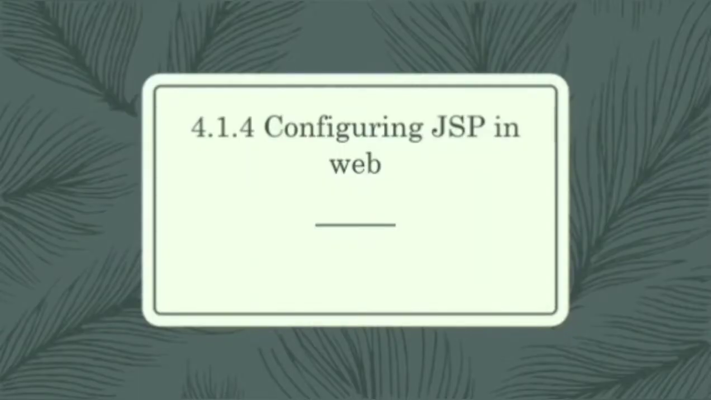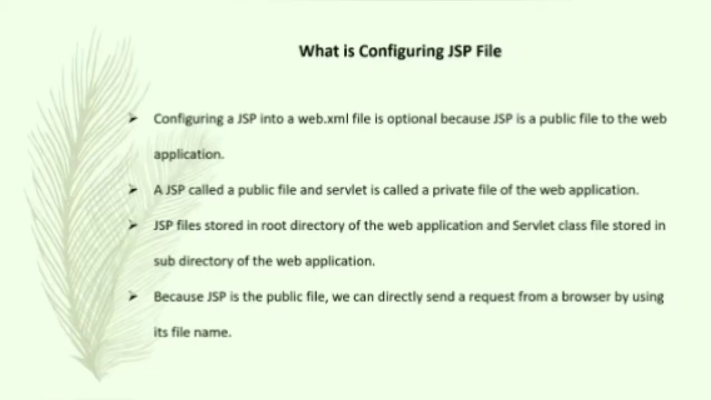Okay, so the last part is configuring JSP in web.xml. What is configuring a JSP file? Configuring a JSP in the web.xml file is optional because JSP is a public file. A JSP is called a public file and a servlet is called a private file. A JSP file is stored in the root directory and a servlet class file is stored in a subdirectory. Because JSP is a public file, we can directly send a request from a browser by using its file name.